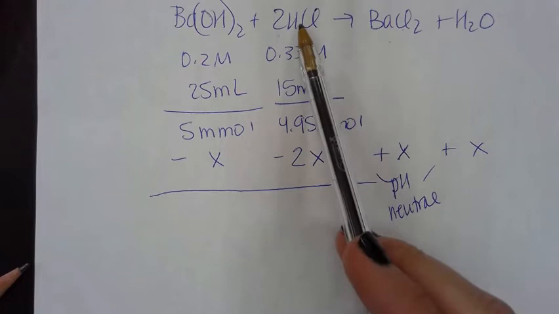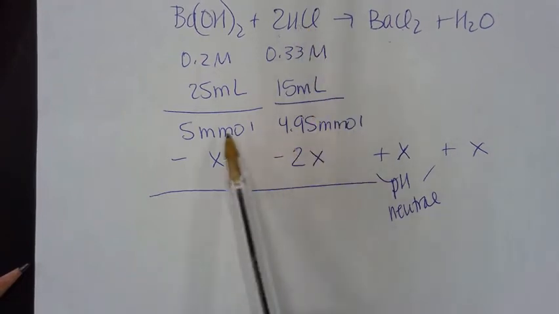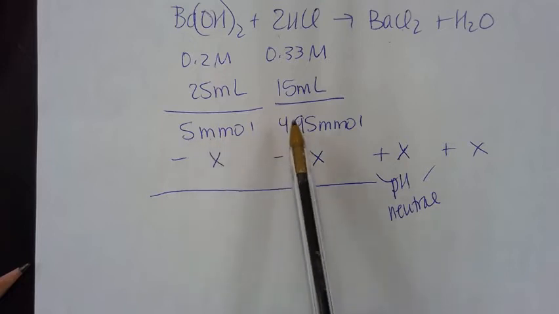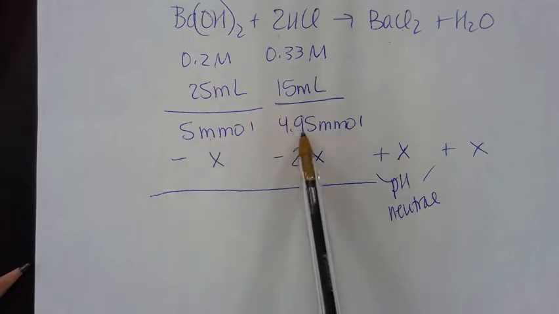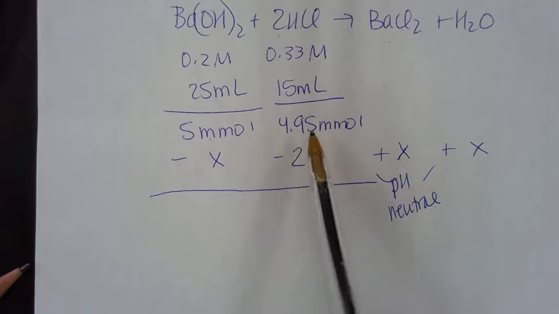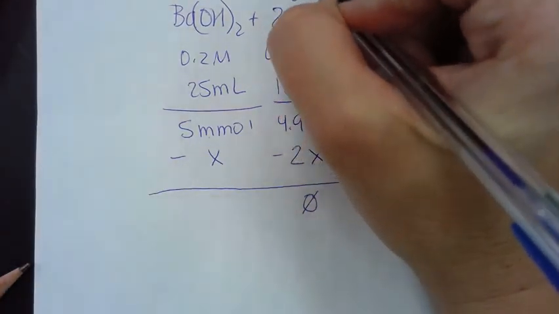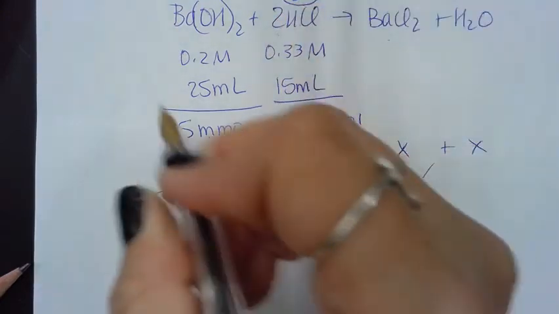I need twice as much of the HCl. So do I have 5 times 2 is 10. Do I have that much HCl? No, I do not have enough. So this is going to be my limiting. This is going to be all used up, and I'm going to end up having excess of the base.